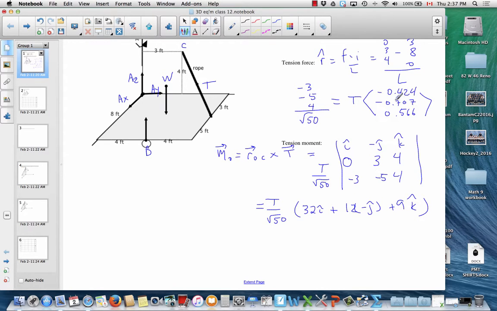Now, if you had loaded in the decimal values here instead, then you'd get the same thing. And I'm just going to write this with the decimal values here. This works out to be 4.525. This is minus 1.697.